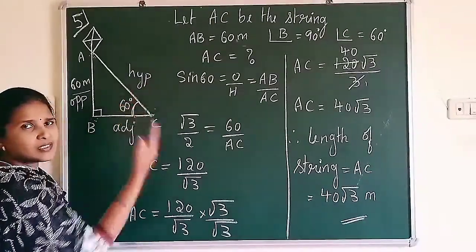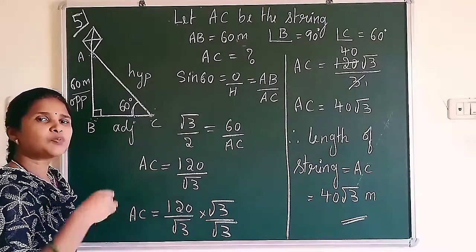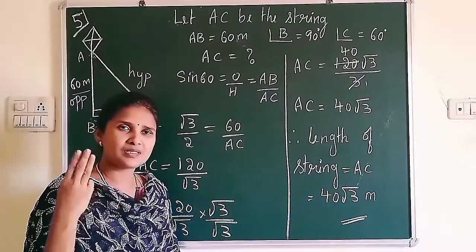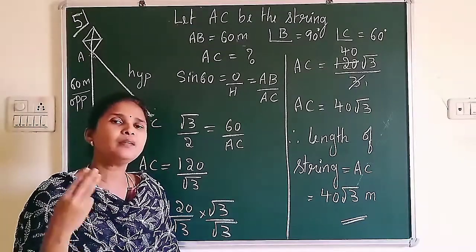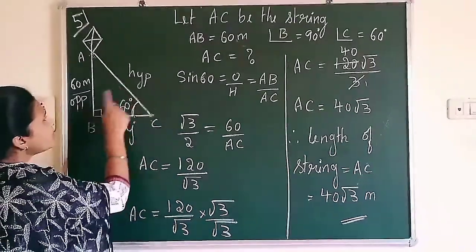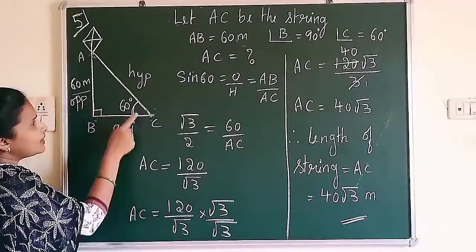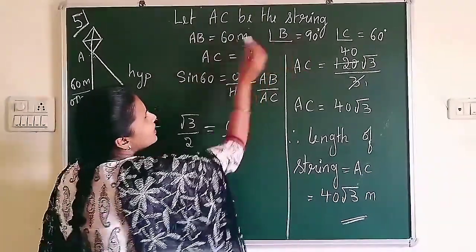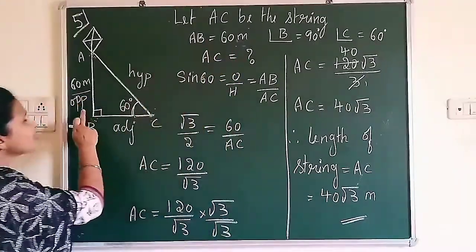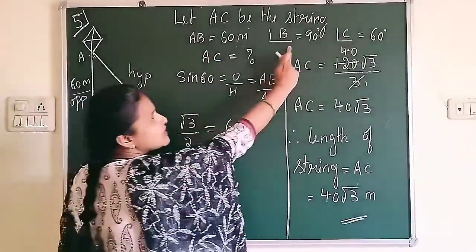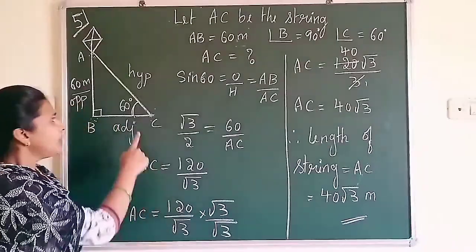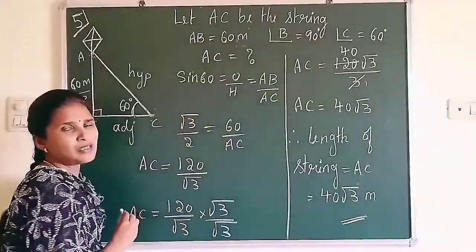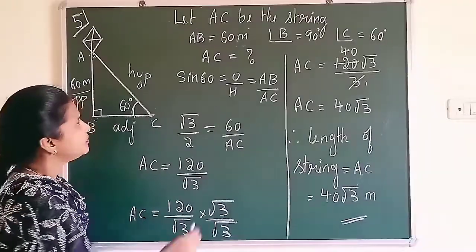Opposite by hypotenuse is sine, or you can take hypotenuse by opposite. But always try to take the first trigonometric ratios, that is sine, cos and tan. So opposite by hypotenuse is what? Sine. So I can take sine 60. So you can observe here. Let AC be the string. Given AB equal to 60 meters and angle B is clearly 90 degrees. And given angle C is 60 degrees. And we need to find AC, that is the length of the string.